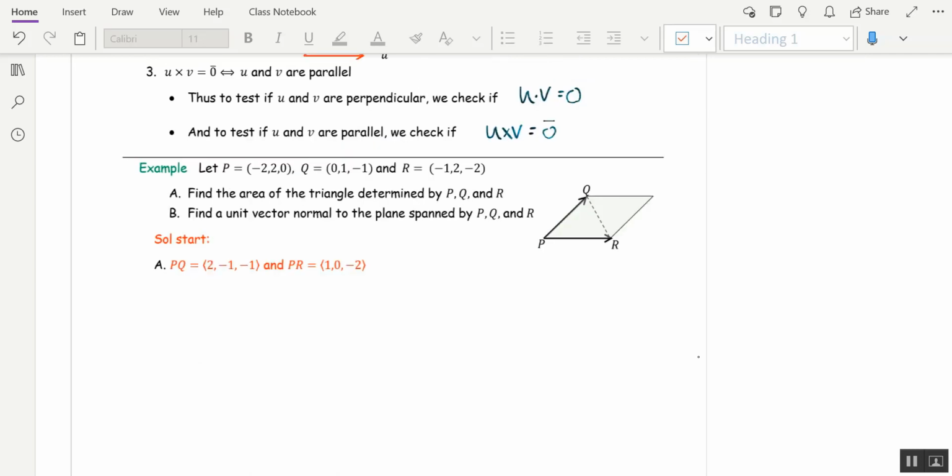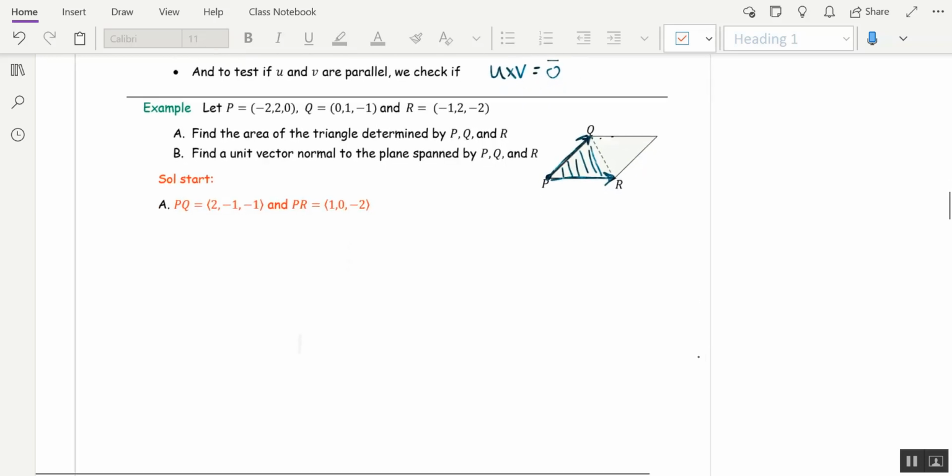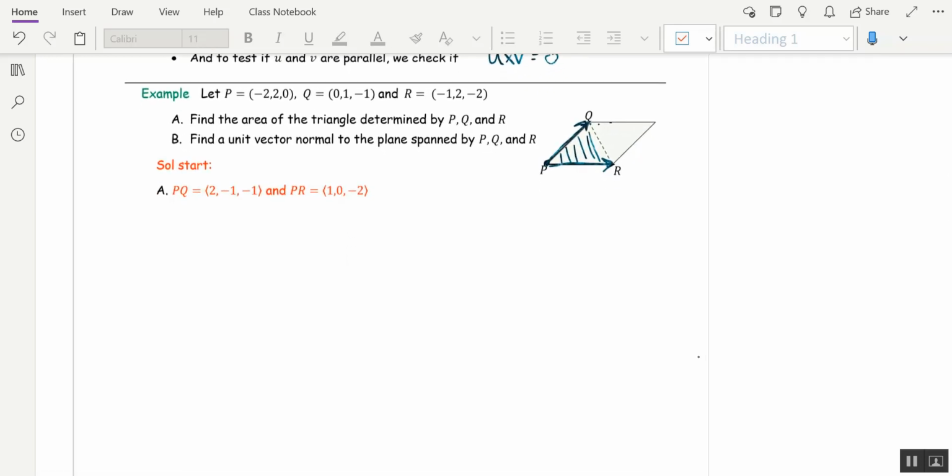So now let's do an example that uses property 2. We've got 3 points in the plane, and we want to find the area of the triangle determined by those 3 points. And so what we're going to do is look at the vector PQ and the vector PR and take the parallelogram spanned by PQ and PR. The area of the triangle will be half that area. So I've already started out. I've determined what PQ and what PR is, and make sure you pause the video and double check.